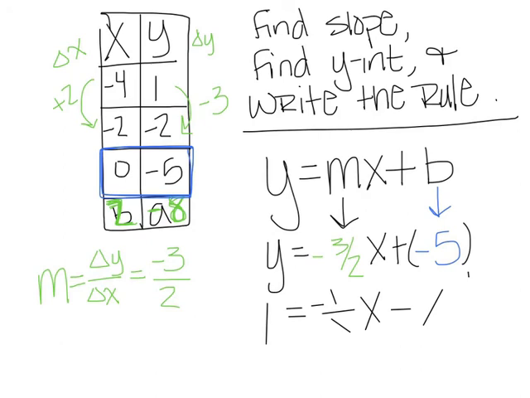So, based on the table of information we were given, we were able to complete the table, identify the slope, find the y-intercept, and then write the rule to describe the line those points generate.